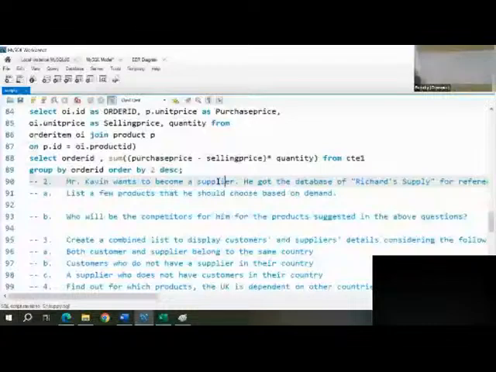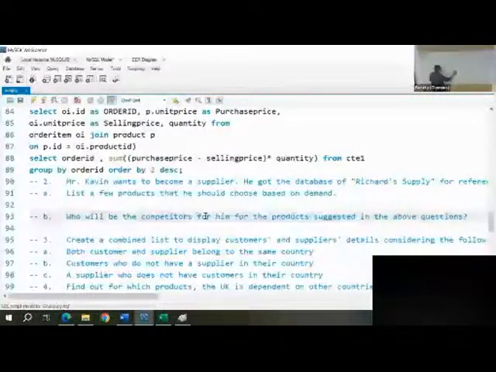And they're also asking who are his competitors. Competitors means what? List all suppliers who supply that product, right? Very simple set of questions. Haven't we already answered question number 1? Haven't we? The demand problem, one was there, right? Earlier, remember?